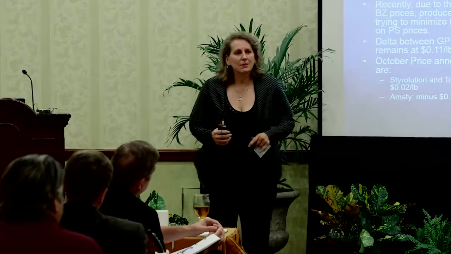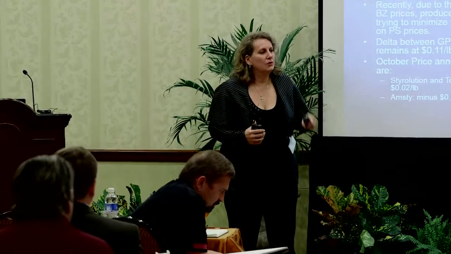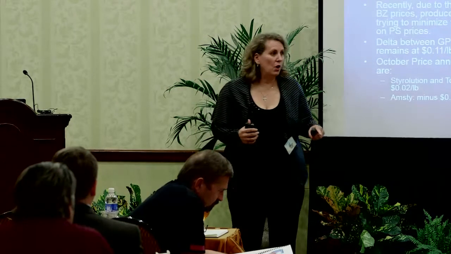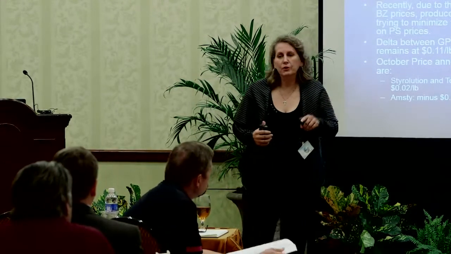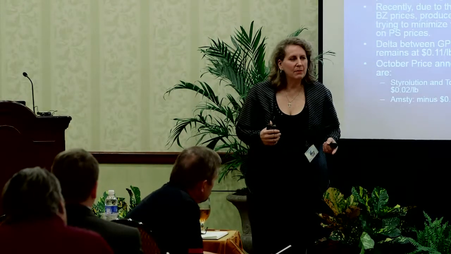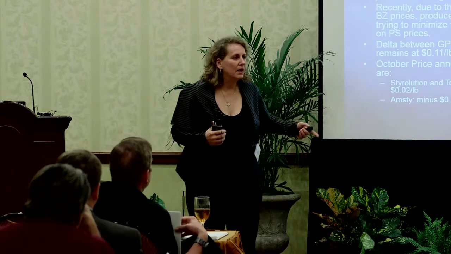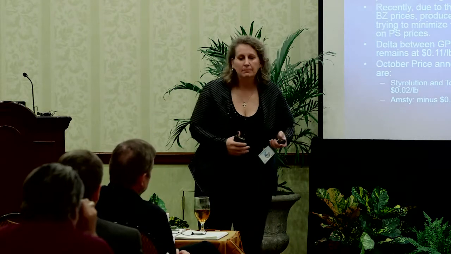Okay, let's jump to September. In September, Styrolution and Total went down 4, Amsty only 2. IHS reported 4 down. They didn't use the same methodology of the 1/3 of the market. So that's why in October, you only see Styrolution and Total down 2 and Amsty down 4. They're coming into balance.